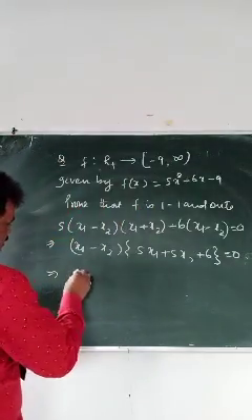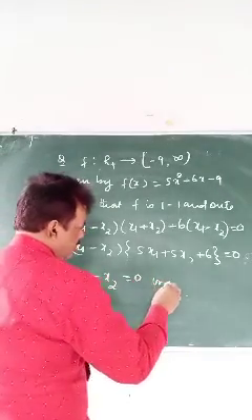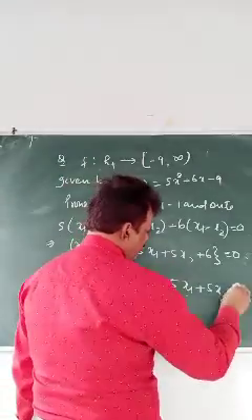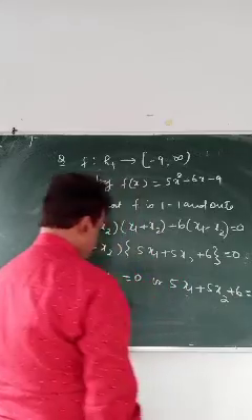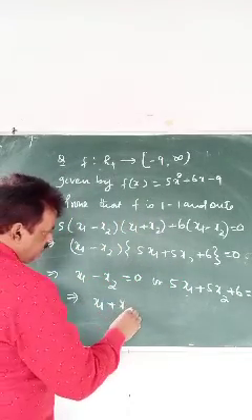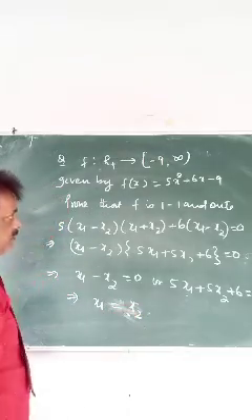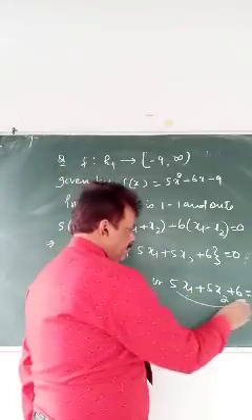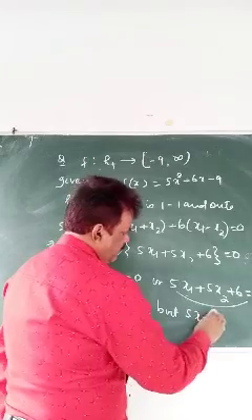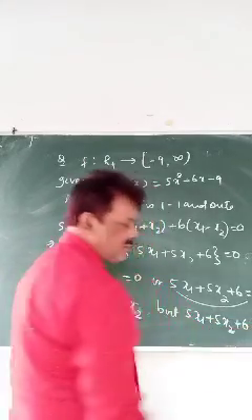This implies either x1 minus x2 is 0 or 5x1 plus 5x2 plus 6 equals 0. This implies x1 equals x2. This is what you wanted to prove. But what about this part? 5x1 plus 5x2 plus 6 cannot be 0.